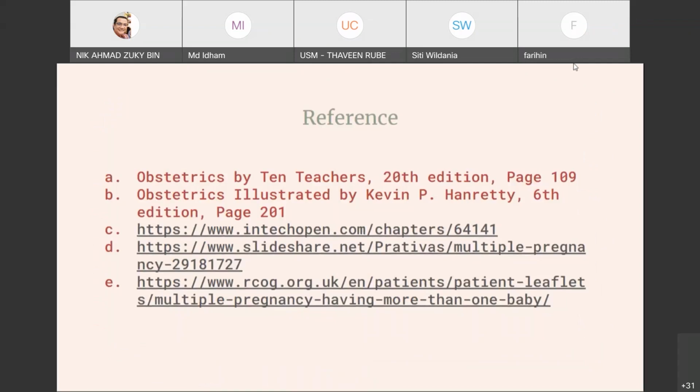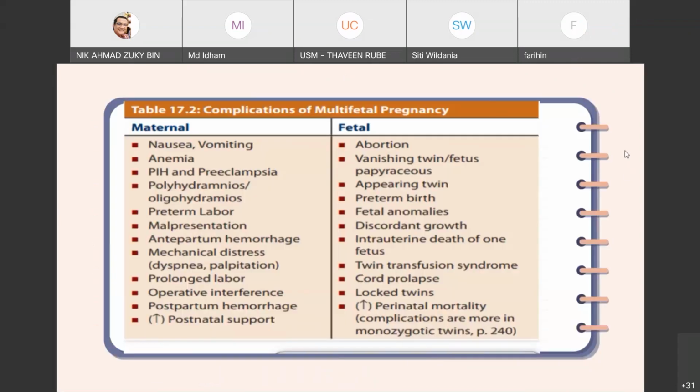Today we'll be talking about the complications of multi-fetal pregnancy and also the complications unique to monochorionic pregnancy. For complications of multi-fetal pregnancy, we have maternal and fetal. If you see the maternal, basically, of course, you have two or more. When we're talking about multi-fetal, it will be two or more fetuses in the womb, in the uterus.